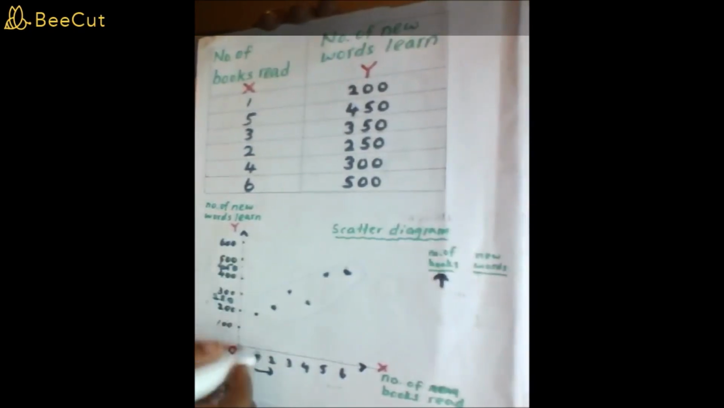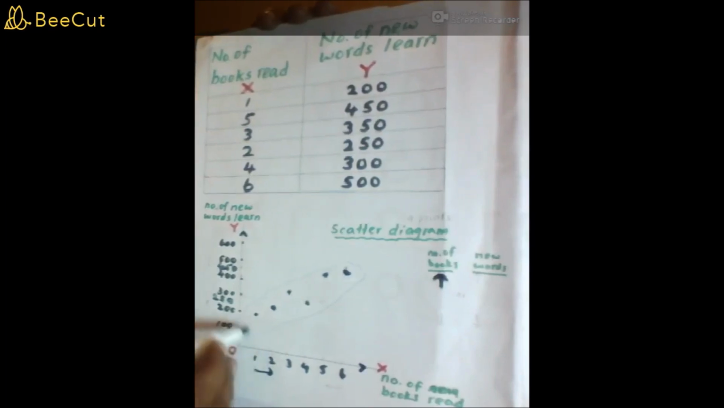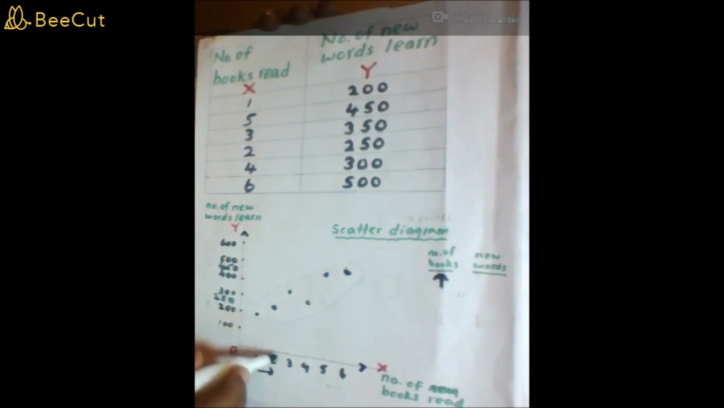Then what will happen to the new words? When one variable increases, the other also increases. What will happen here? 1 book, 200. 2 books, 250. The other variable also increases here, 200 to 250.